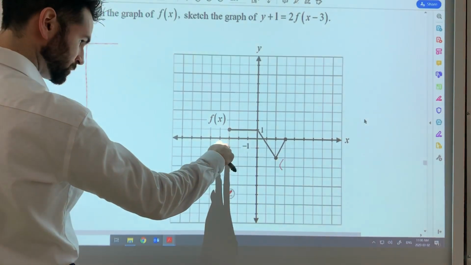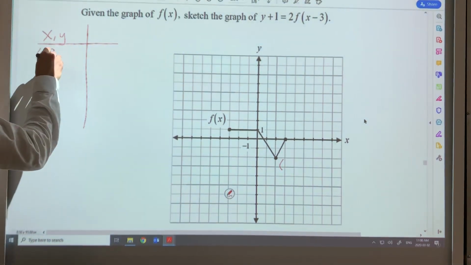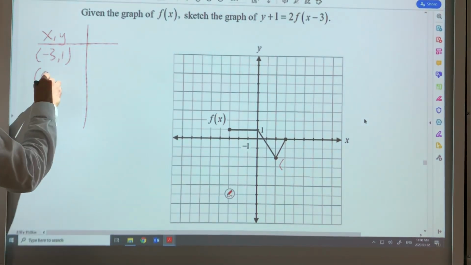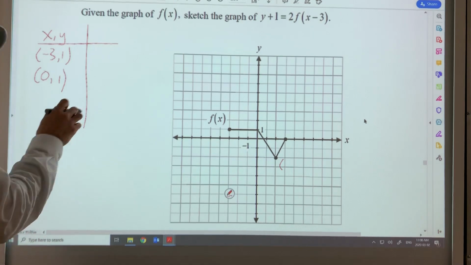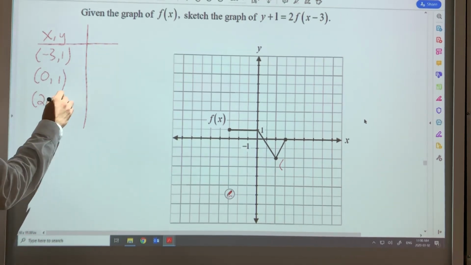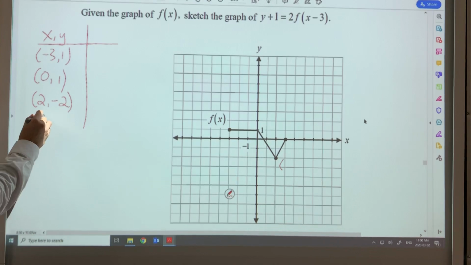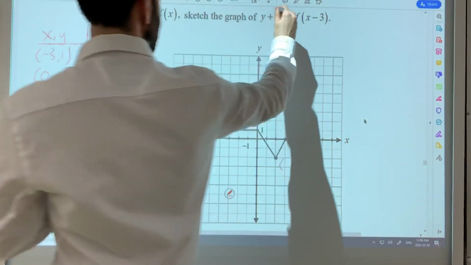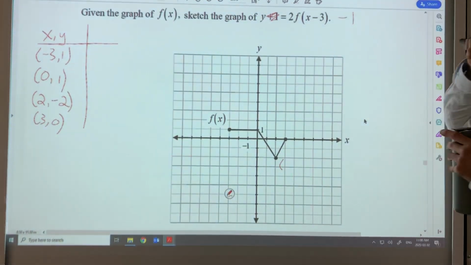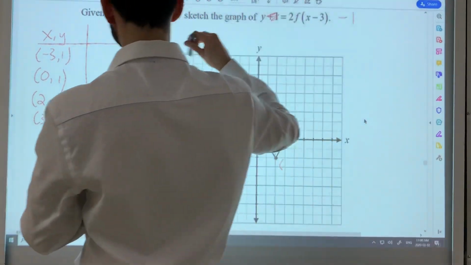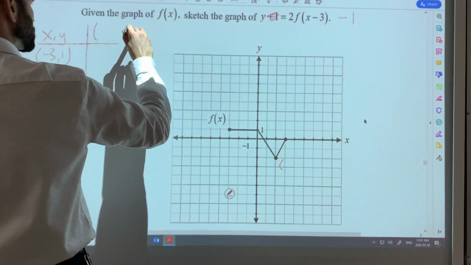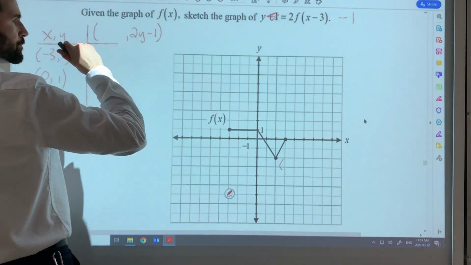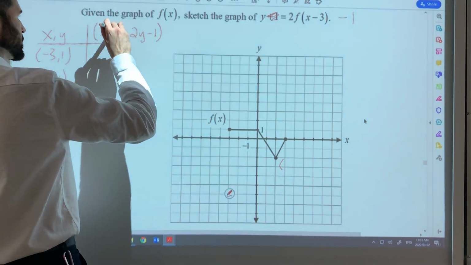Starting on the left, we got -3, 1. And then we got 0, 1. Two, -2, and then 3, 0. Now what's happening to my xy point? So subtract 1 from both sides. So my y value is going to be 2y subtract 1. And my x value just has a horizontal translation, so it's going to be x plus 3.